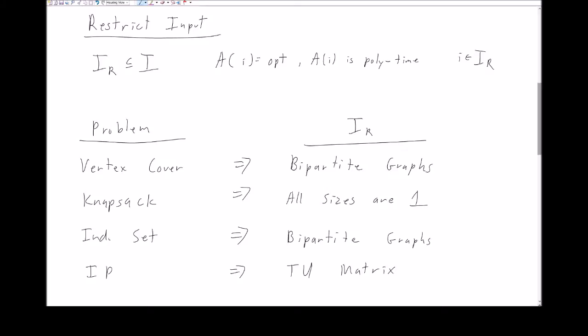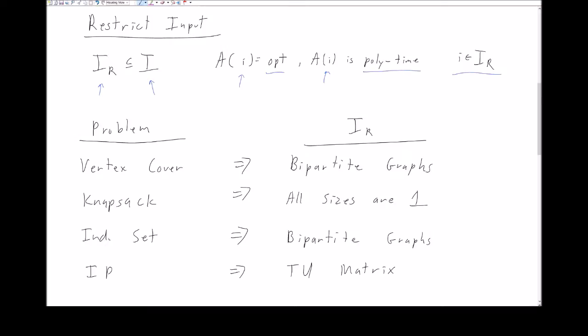To restrict the input, we first have to be clear about exactly what the input is. We're going to set I as the set of all instances to a problem. Our restricted input is going to be some subset of I, which we're going to call I sub r. Our goal is to develop some algorithm so that when this algorithm runs on an input I that's inside of our restricted set of instances, it's going to return the optimal solution and also run in polynomial time.